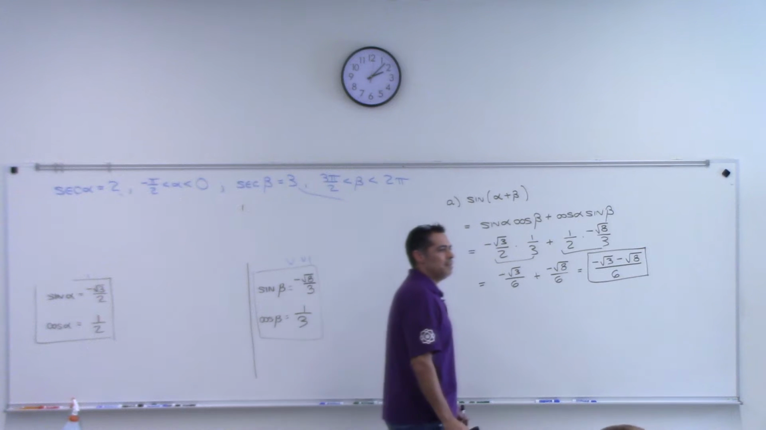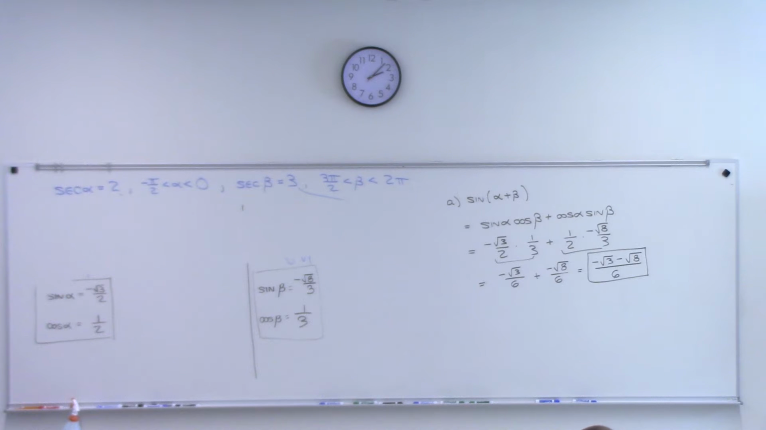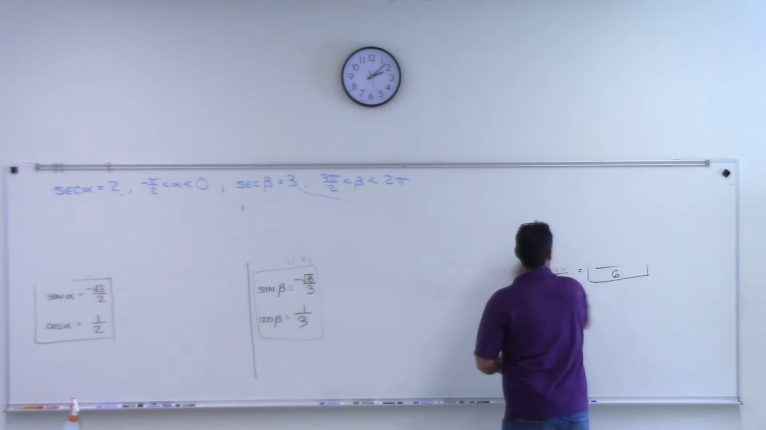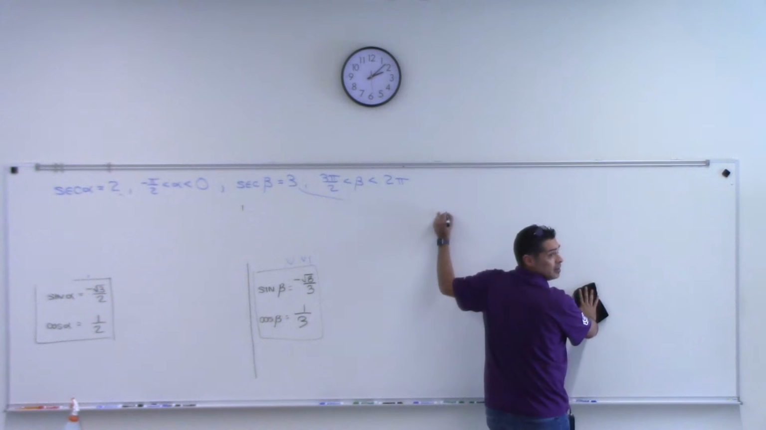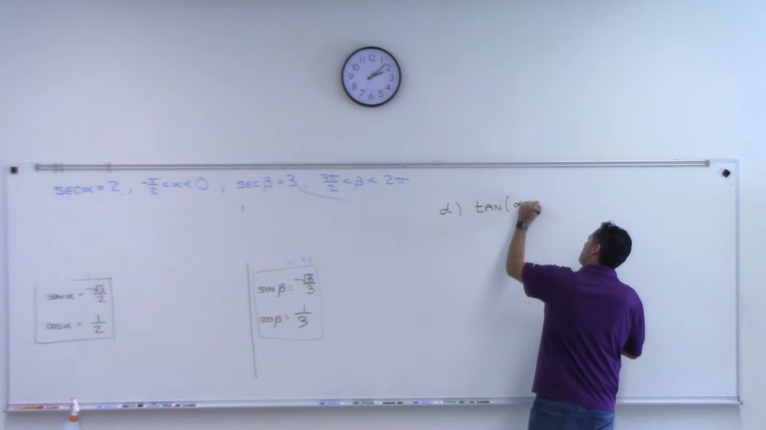Well, it would be real nice if I had done part A and B, see? Because part B is cosine alpha plus beta, right? If I did A and I did B, then getting D would be easy because I would just take my answer from A and B and make a fraction out of them. But if you're going to force me to do it this way, I will do it without the fractions. So for part D, tangent of alpha plus beta.